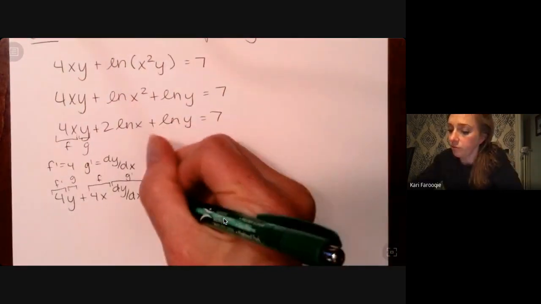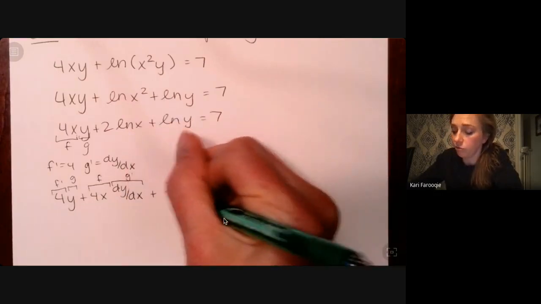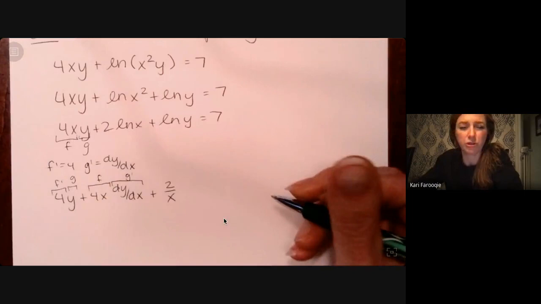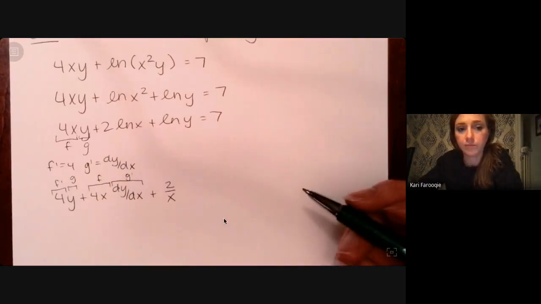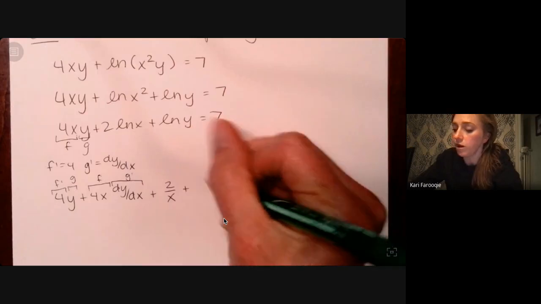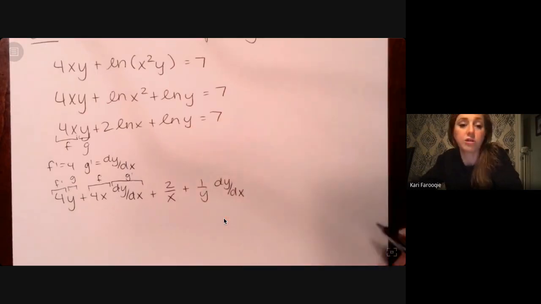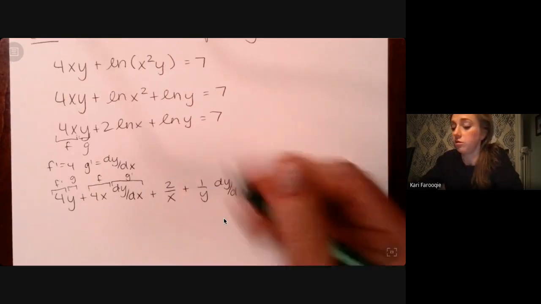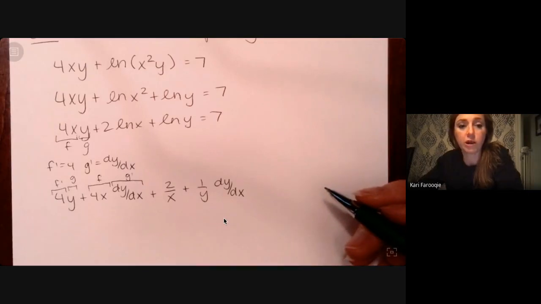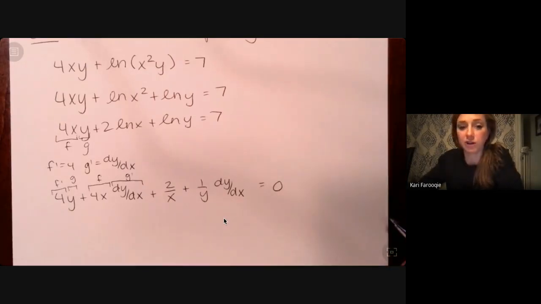For the second term, the derivative of the natural log of x is 1 over x. So if you just want to write that as 2 over x, just by pulling that constant multiple in front or into the numerator, that's fine. The derivative of the natural log of y then is going to be 1 over y dy dx. Don't forget your dy dx. It still applies even though we have a natural log because you're taking the derivative of y with respect to x. And then on the right-hand side, don't forget to take the derivative of the constant and set it equal to 0.